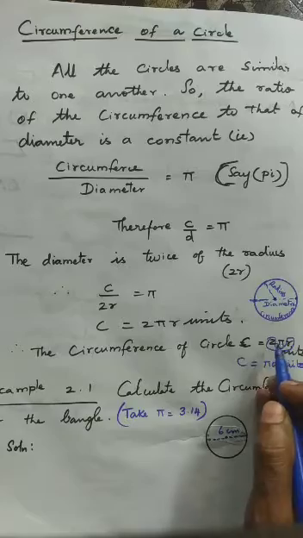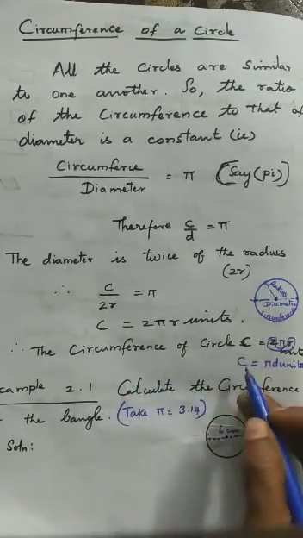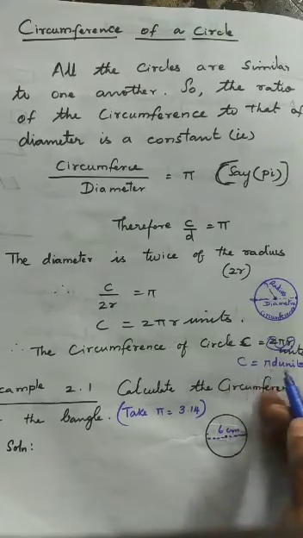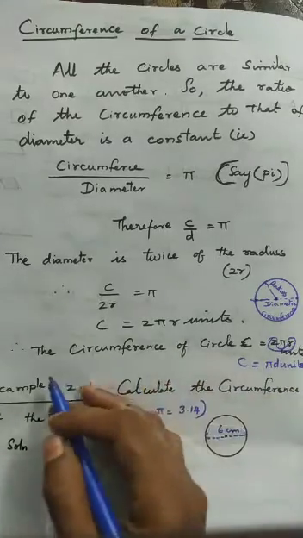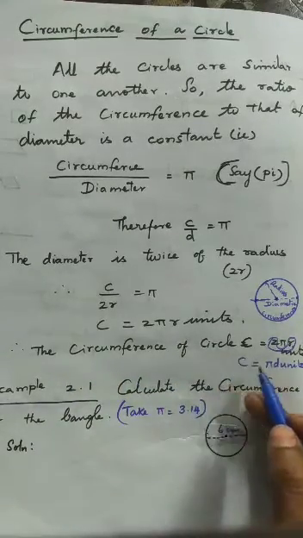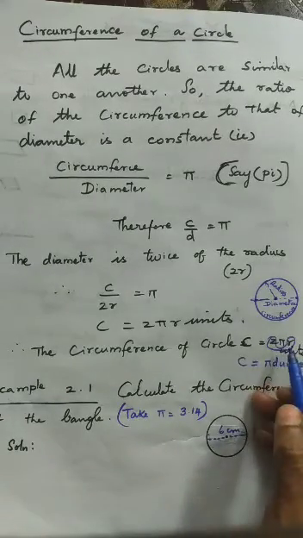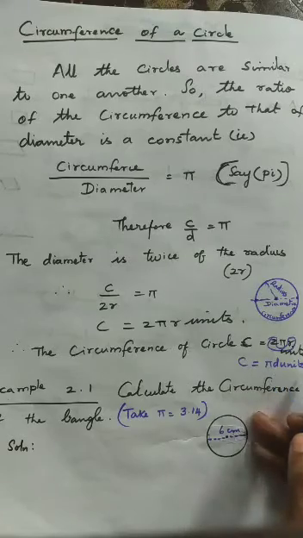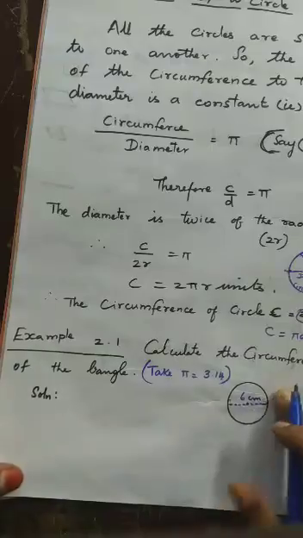Then you can say 2r as d. So for the circumference of a circle, if the diameter is given, we can write pi d also. So for the circumference of a circle, we have two formulas. That is 2 pi r units, and the other one is pi d units. We shall see example 2.1.